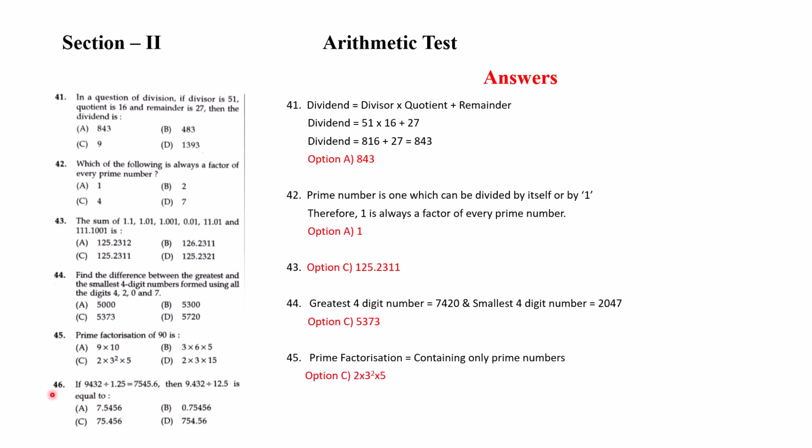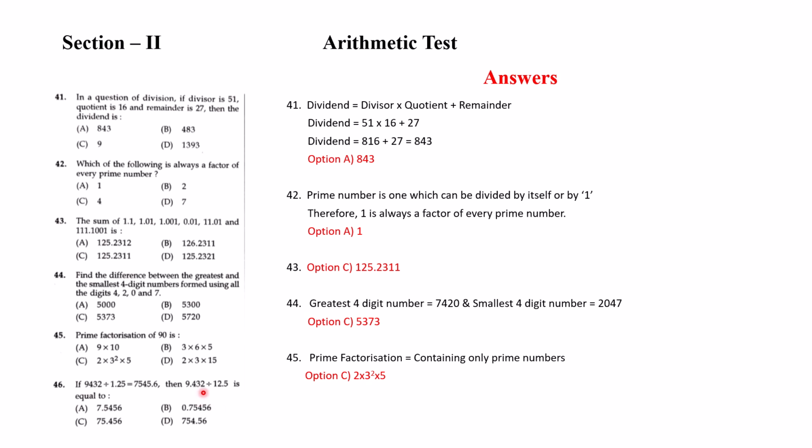Now coming to question number 46, it says 9432 divided by 1.25 would give this much. Then how much would 9.432 divided by 12.5 be? Looking at this question, students may feel it is very difficult, but it is a very simple question, as the person who has set the question paper has made it very simple by giving these four options. Do not look at any of these decimals. We can see that 9.432 is divided by 12.5 here. Whenever a smaller number is divided by a larger number, the answer will always be a decimal, that is 0 point something.